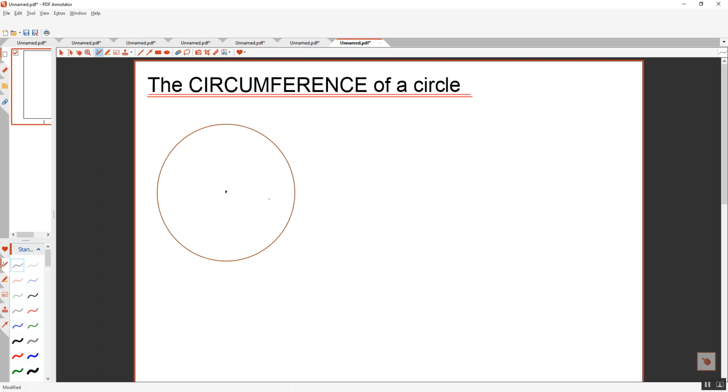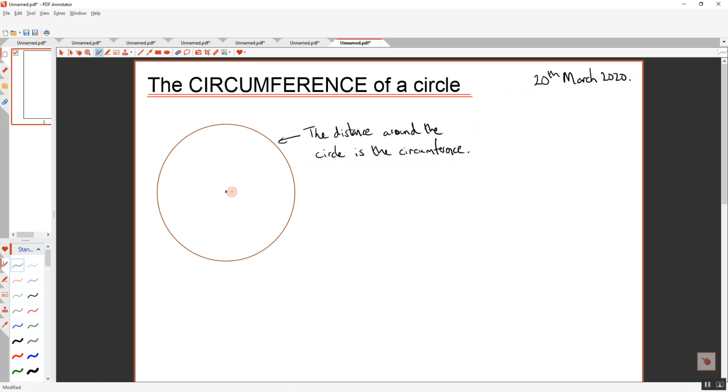So that's my center point. It is the total distance around the circle, and that is the circumference. It's just a fancy word for perimeter, and we talked about that before. Also put the date, 20th of March.